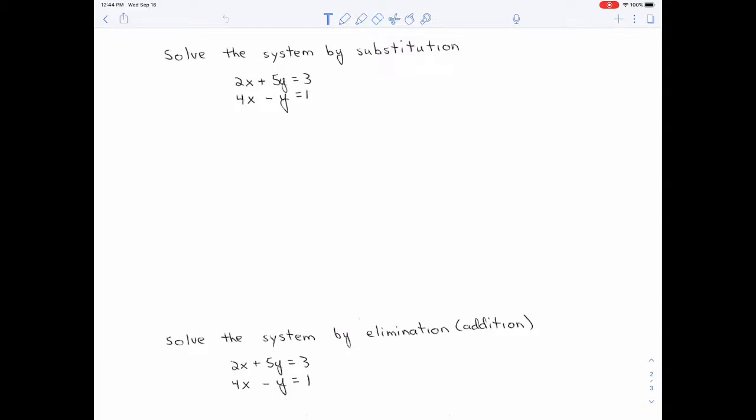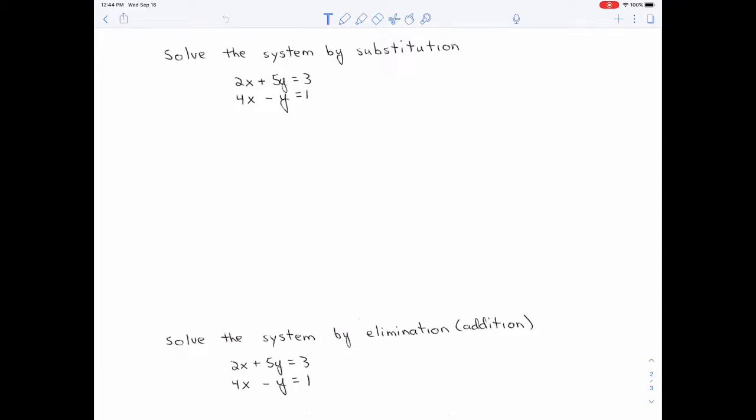What you're going to do is pick one variable in one of the equations, solve for that variable, and then put it in the other equation. It has to be in the other equation. So usually, not always, but usually, there's going to be one variable that's easiest to solve for. So if you take a look at this problem, solve it by substitution.